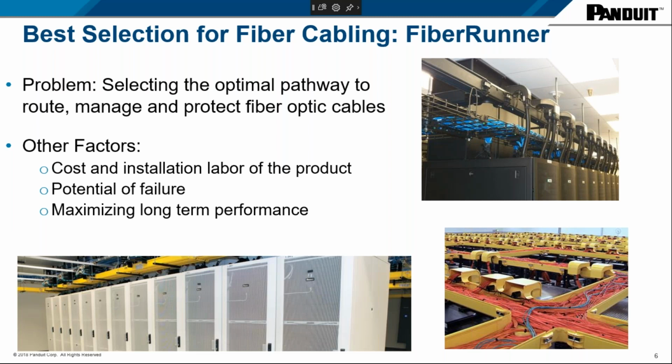So the best selection for fiber cabling is a FiberRunner type product. That is critical, because if you have made the investment in the cable, you want to make sure that the cable is properly protected and housed in the needed system. When you're considering the fiber trough product, you need to consider the cost and installation labor. You want something that easily goes together. You want to minimize failures as much as possible. So having the fiber cable in the smooth and closed pathway offering is critical, because at the end of the day, that's really going to maximize long-term performance.